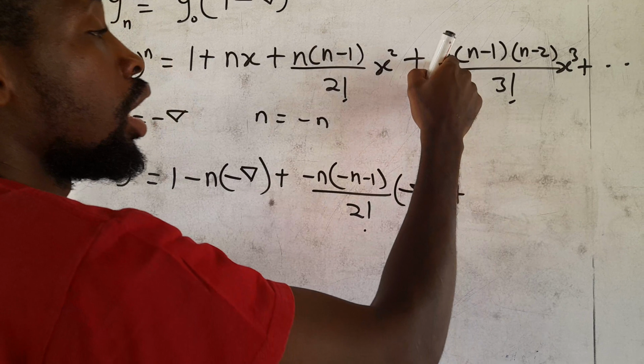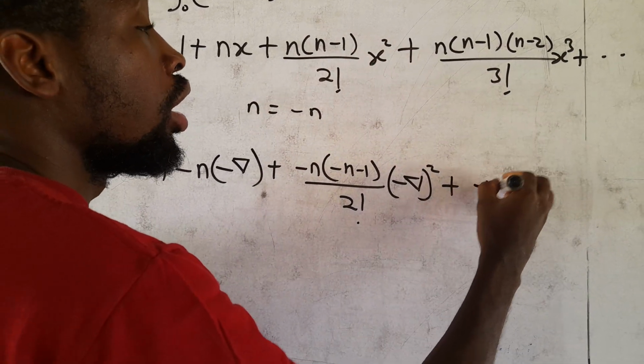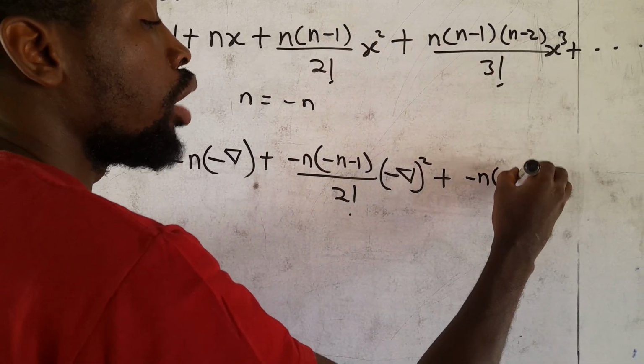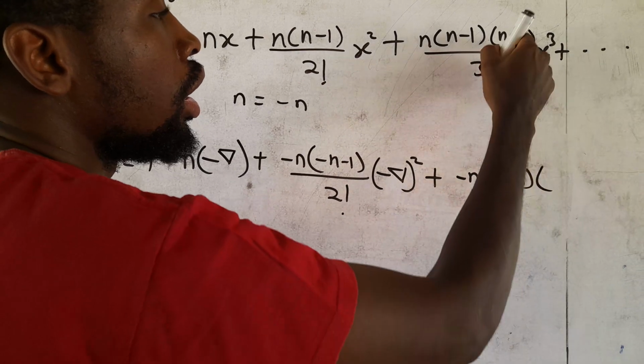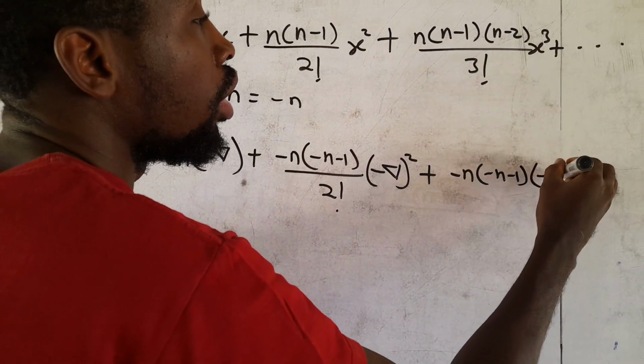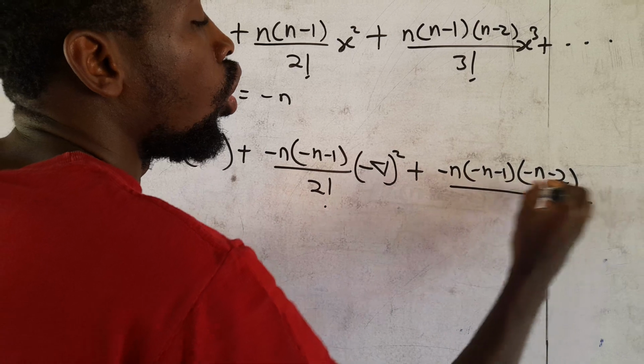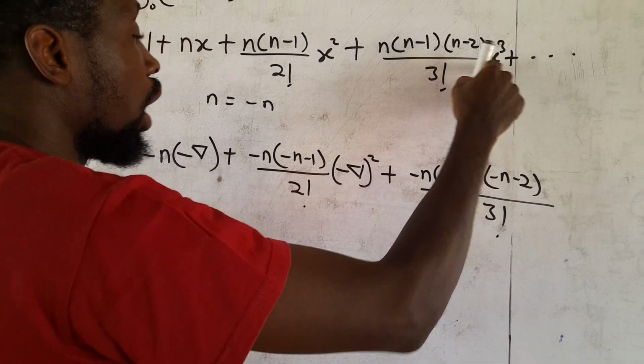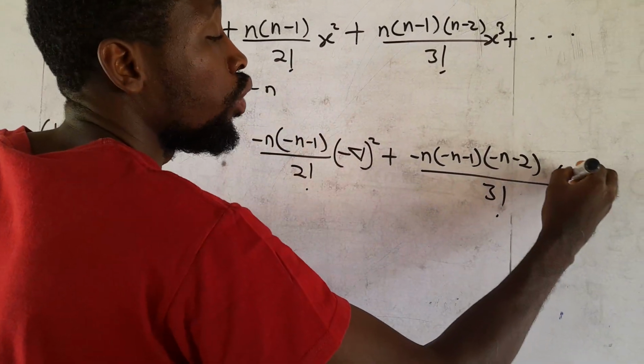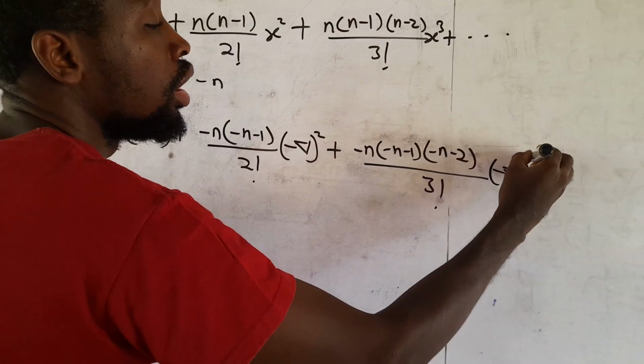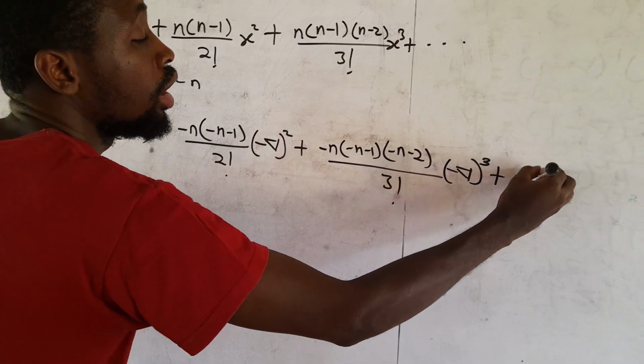Then plus, in place of this n, negative n, in place of this n, negative n minus 1. Then in place of this n again, negative n minus 2 all over 3 factorial. In place of x, negative nabla, so negative nabla exponent 3, plus in the other.